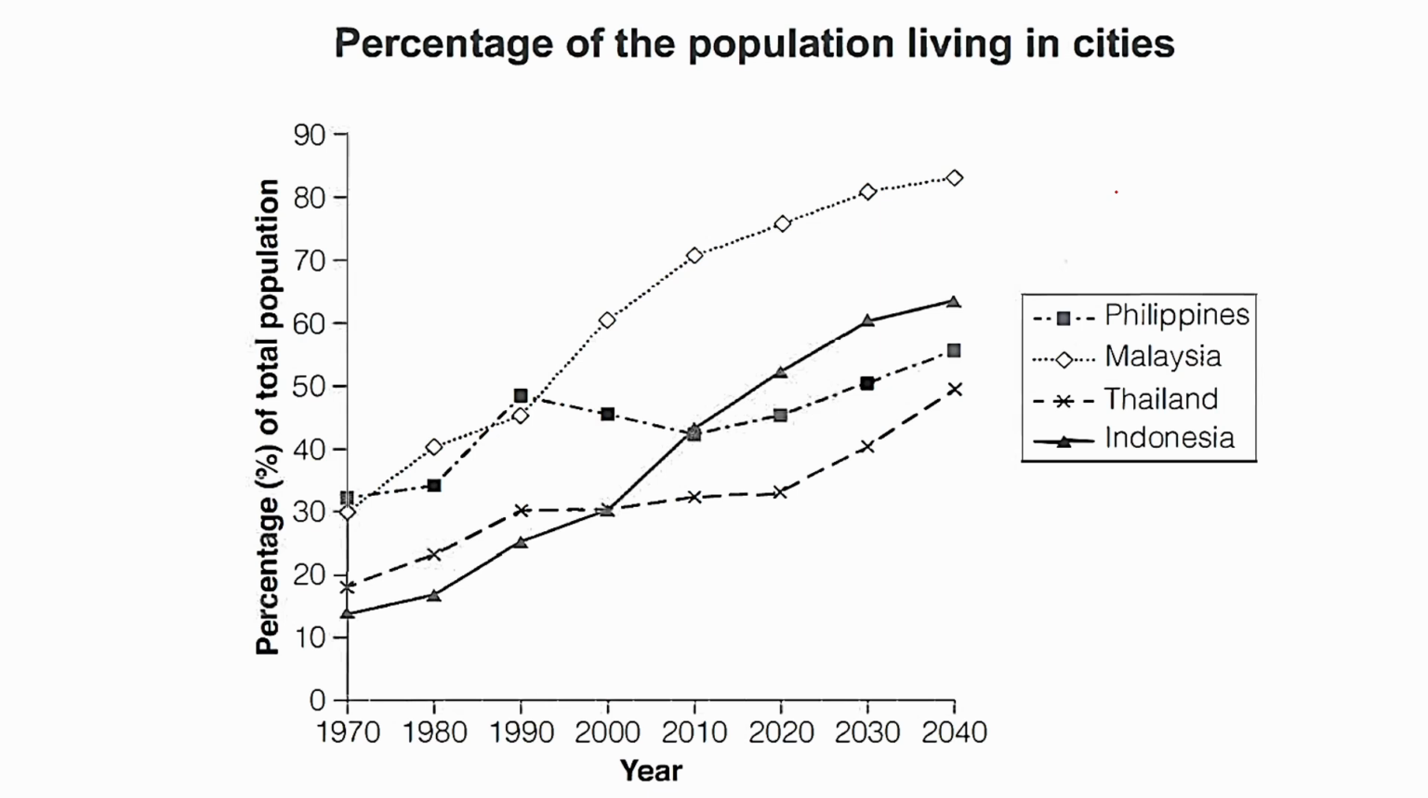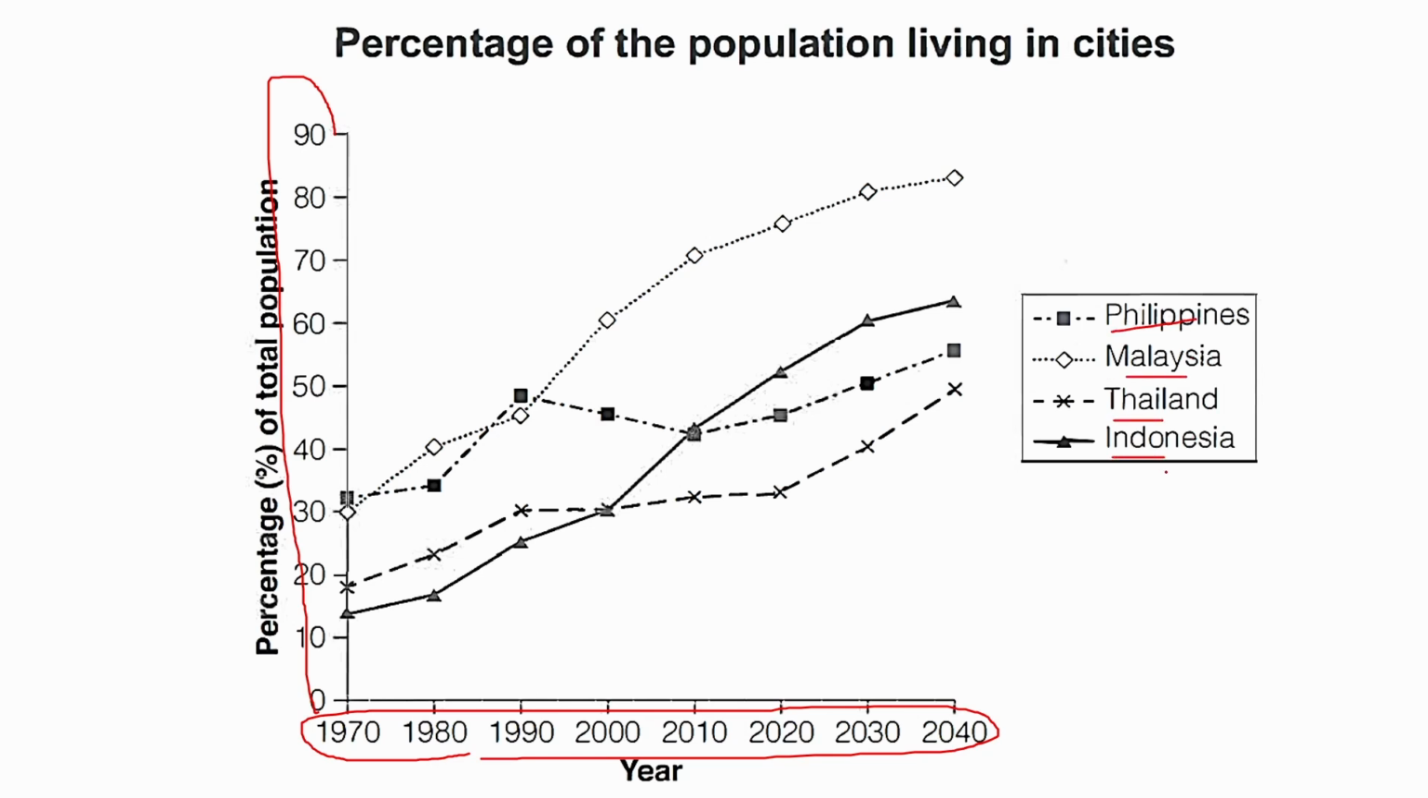Alright, let's begin. So in this line graph, we have percentage of the population living in cities. We have the year from 1970 to 2040 and also percentages from 0 to 90. The 4 countries mentioned in the statement are the Philippines, Malaysia, Thailand, and Indonesia.